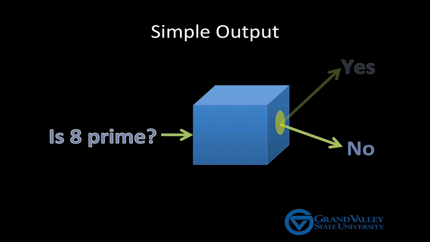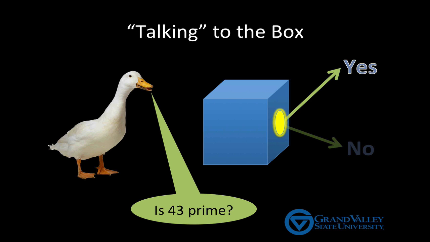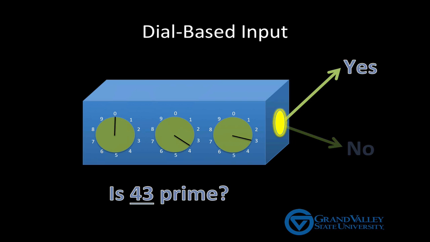The more interesting question is how we should talk to the box. Our desire for simplicity means that we can't use traditional input methods like keyboards, mice, microphones, and cameras. But here's an idea that is simple to implement. Let's put a set of dials labeled with the digits 0 through 9 outside the box. Users can then turn the dials to the desired numbers. For example, if I wanted to know if 43 was prime, I would turn one dial to 4, the next to 3, and then wait to see if the light came on.